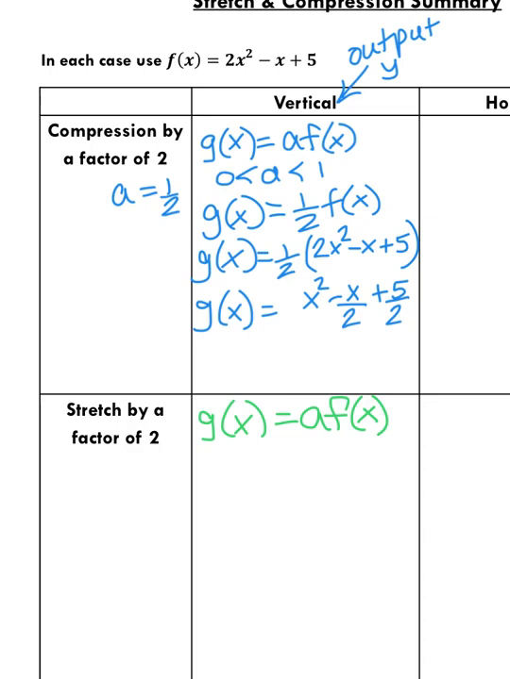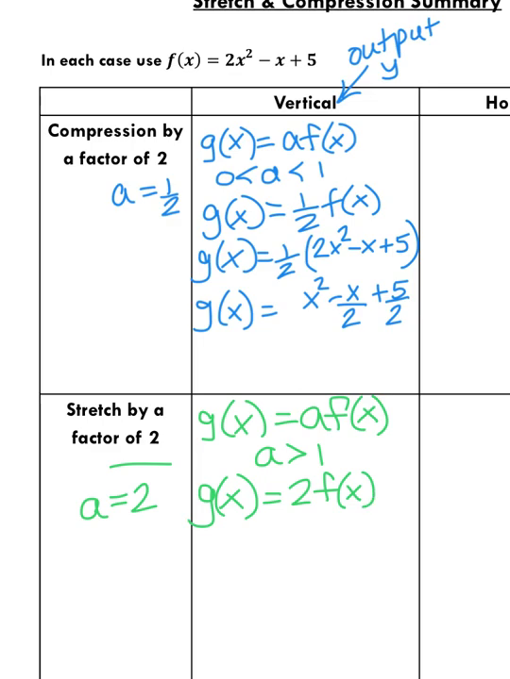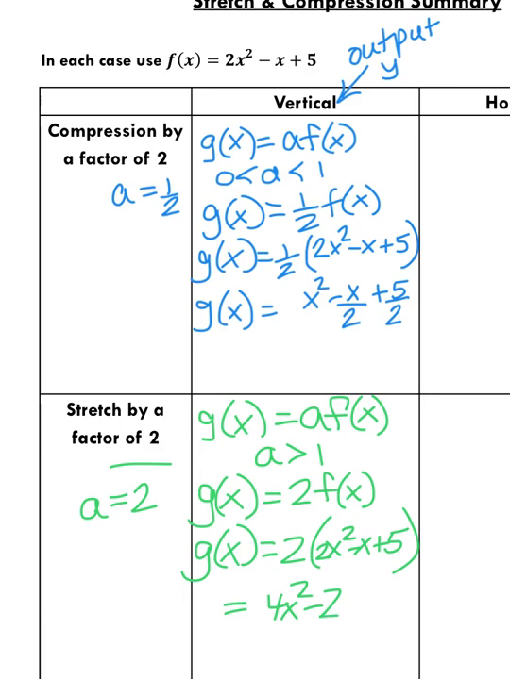This time, if we want to stretch vertically, that a is going to be bigger than 1 to make the output larger. And if I'm going by a factor of 2, that means my a is going to equal 2. So g of x is going to equal 2 times my original function, 2x squared minus x plus 5, or 4x squared. I'm going to distribute that 2 to everything now, minus 2x plus 10.